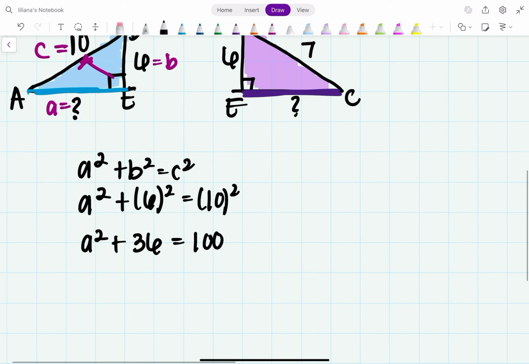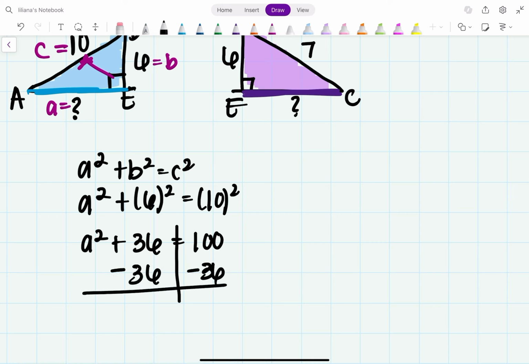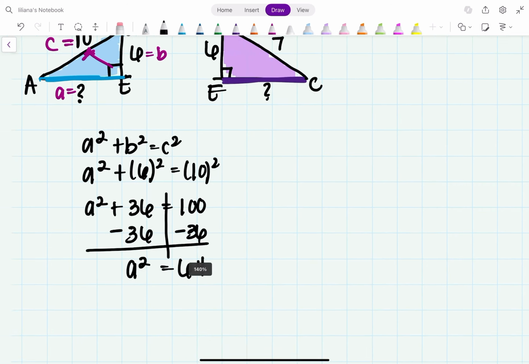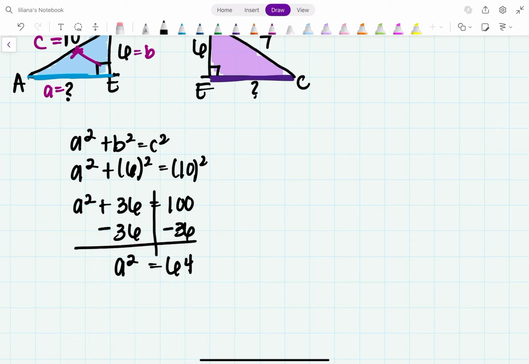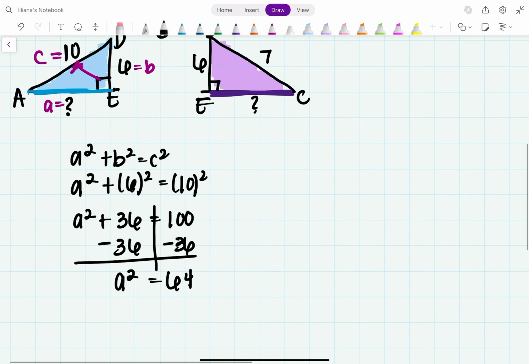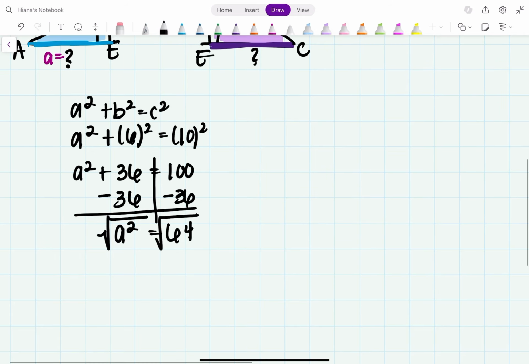Solving for A squared, I'm going to subtract 36 from both sides, giving me A squared is equal to 64. Last step, in order to get rid of the square, is to take the square root. And I have left A is equal to 8. So the first segment, which is AE, is equal to 8.